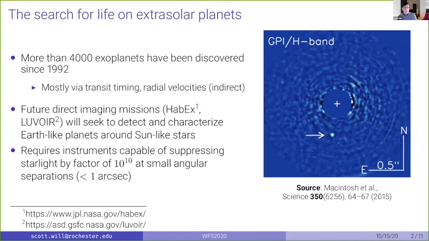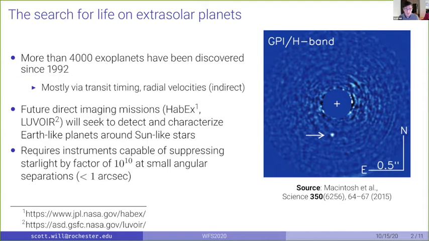So here's my obligatory science context slide. Much of this will be familiar to you. Since 1992, the scientific community has discovered more than 4,000 exoplanets, mostly through indirect methods like transits and radial velocities. But future direct imaging missions such as HABEX and LUVOIR will attempt to directly detect and characterize Earth-like planets around Sun-like stars.